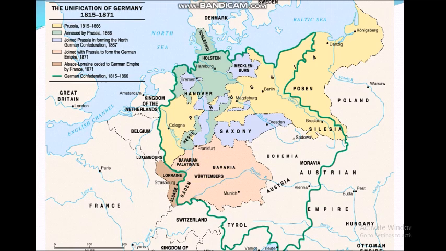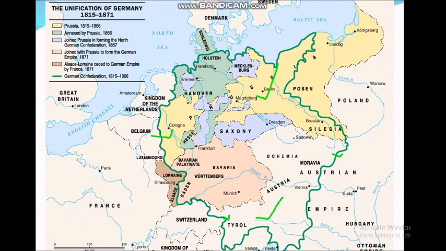This is the map. Again, you are looking at the green border. Inside this green border, Germany was lying, but it was in very small pieces. The big pieces were Prussia in the north and Austria in the south. These two powers were dominating this part.